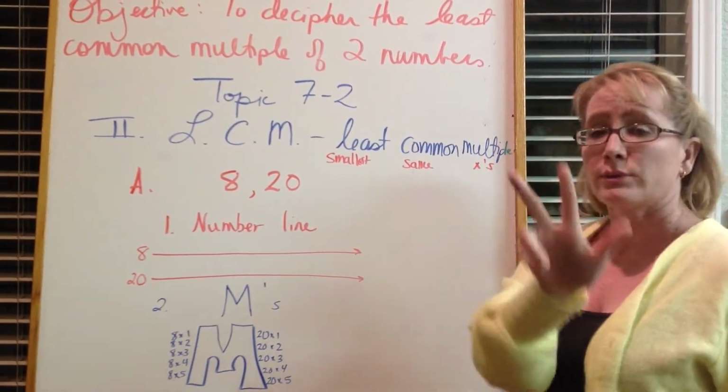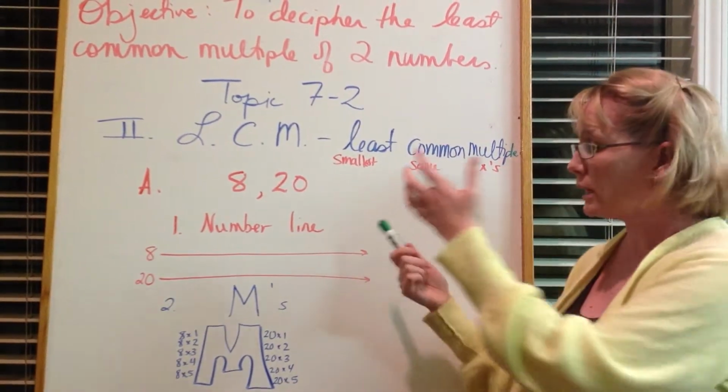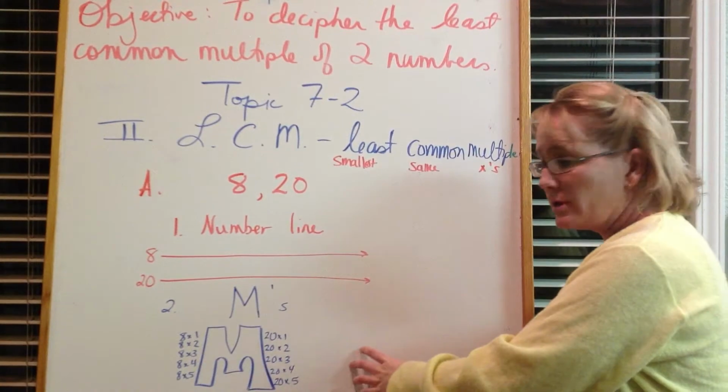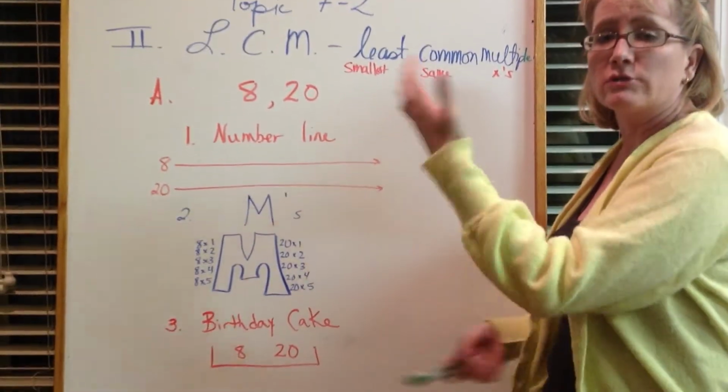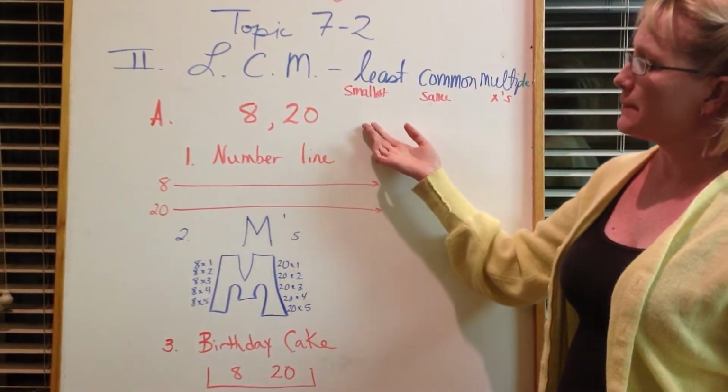So I'm going to show you 3 different ways of doing it. And in your homework tonight, you need to do it each different way. Your first problem, you're going to do the number line, then you're going to do the M, and then you're going to do the birthday cake, just so you can figure out which one you like best overall. So the first type is called the number line.